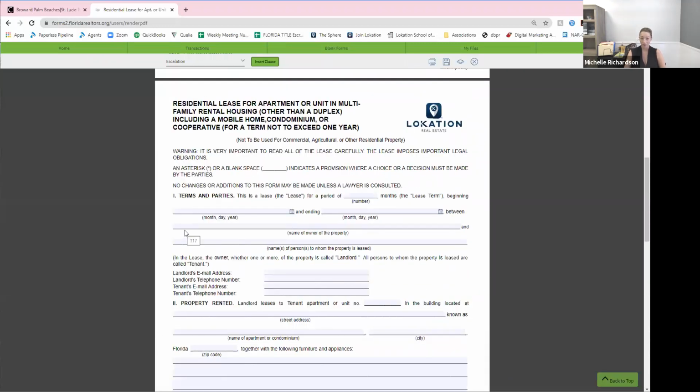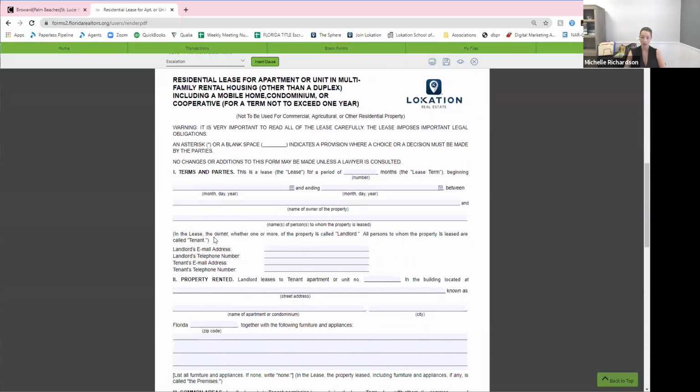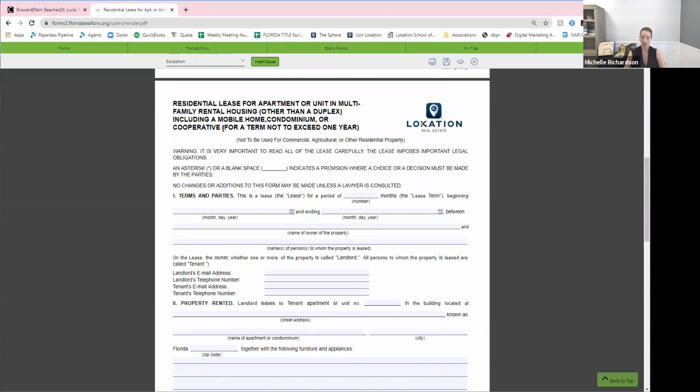This is the residential lease for apartment or unit in multifamily rental housing other than a duplex. So it includes a mobile home, a condo, a co-op for the term not to exceed 1 year. You cannot fill these leases out for 2 years or longer. It has to be for a 12-month period or less. This lease cannot be used for any commercial, agriculture, or other residential properties 5 units or larger.